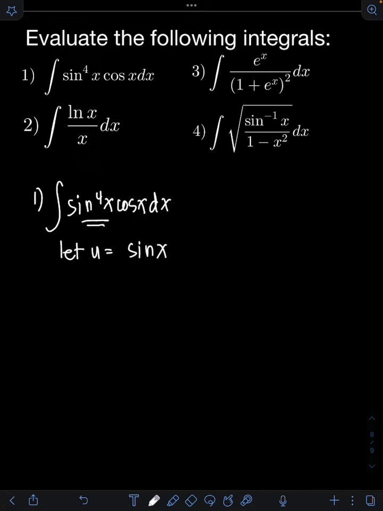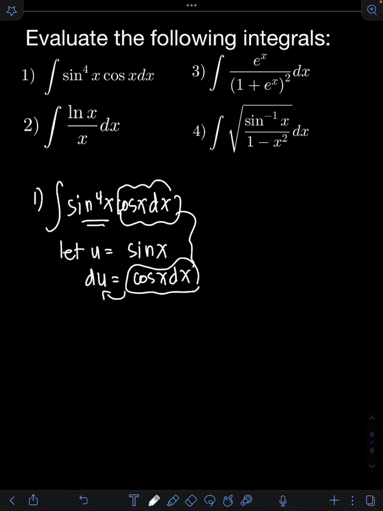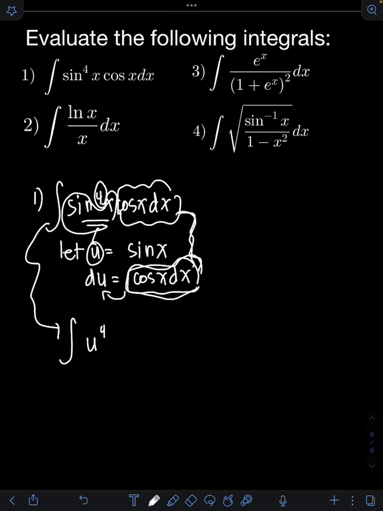Getting the derivative of both sides, the derivative of u is du. The derivative of sine x is cosine x dx. So therefore, we have created this term, cosine x dx, which is equivalent to du. If we substitute, we will have the integral of sine x, which is just equal to u, raised to the fourth power, so we have u to the fourth, and then this cosine x dx is equal to du. To evaluate this integral, we can apply the power rule.